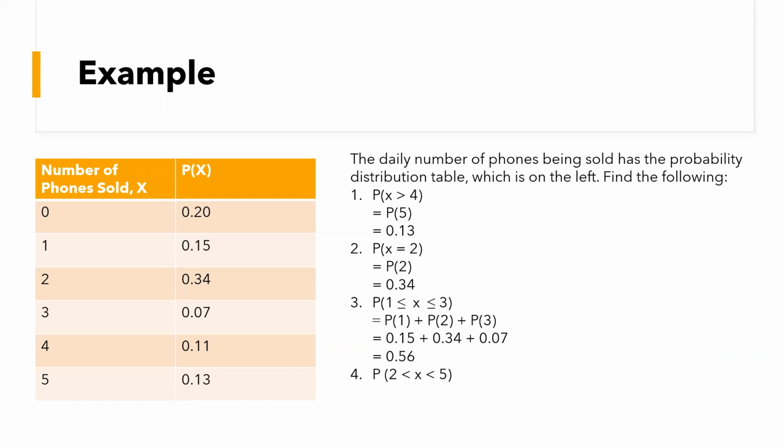Then we're going to find the values between 2 and 5. However, 2 and 5 are not included because x is not equal to 2 and x is not equal to 5. So we have to consider 3 and 4 because both of them are between those numbers. What is the value of p of 3? It is 0.7, while for p of 4 it will become 0.11. Then when we add, it will become 0.18.